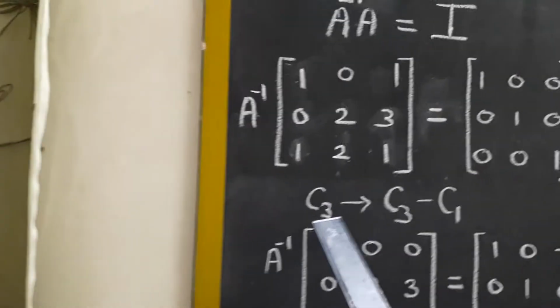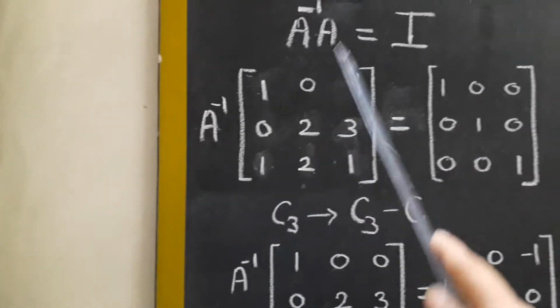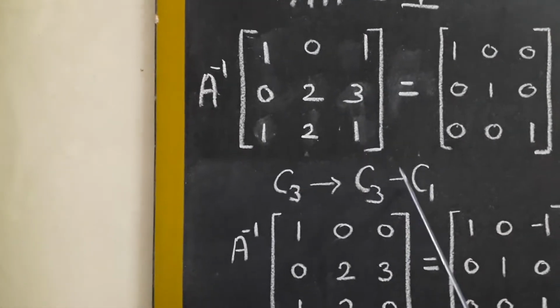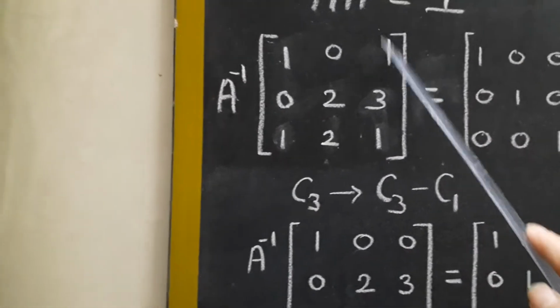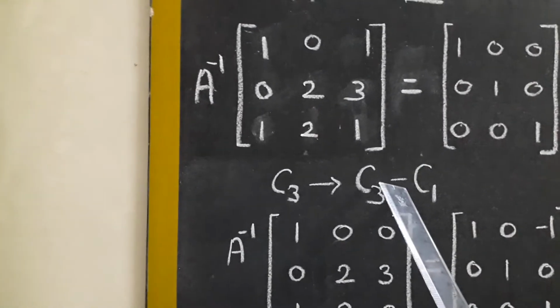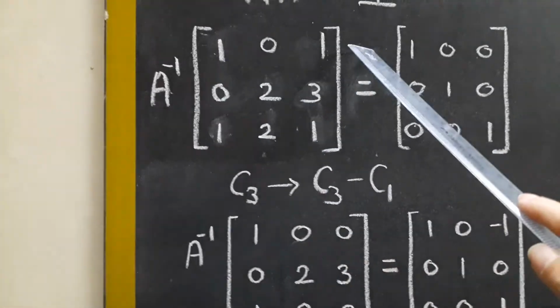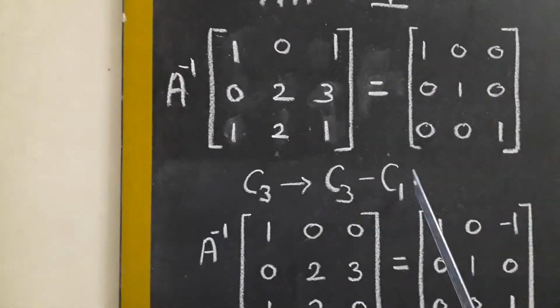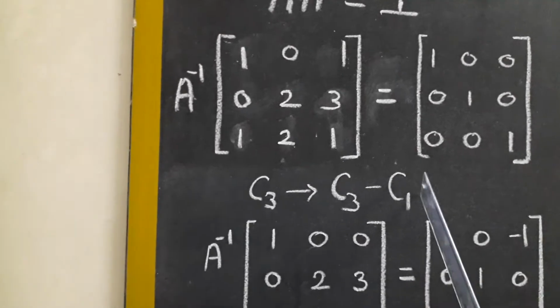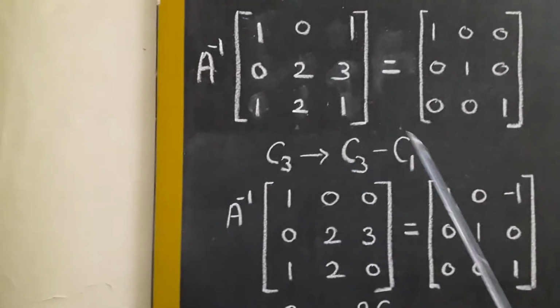So our transformation becomes C3, because we are changing C3, minus of this, that is the opposite value of this number, which is minus C1. We are completing the first row, and that is why we are using C1 as the Cj. Okay. Now C3 minus C1.